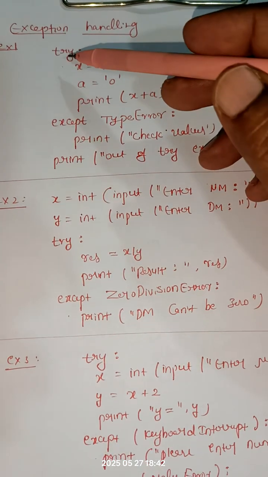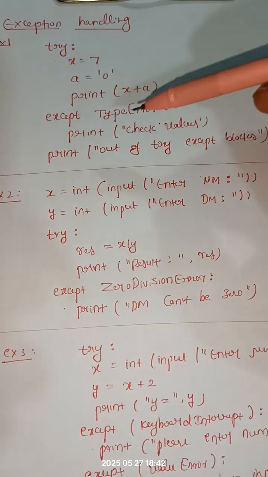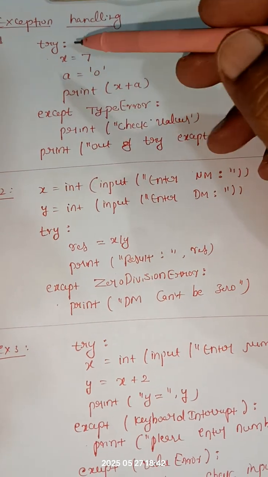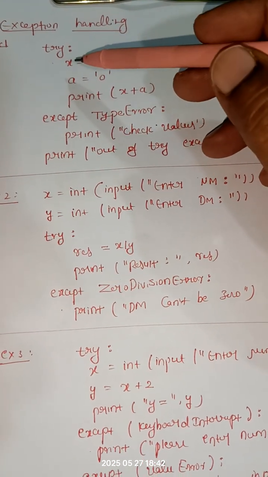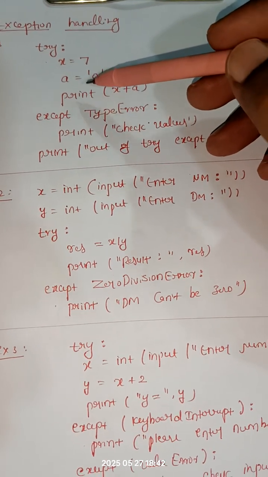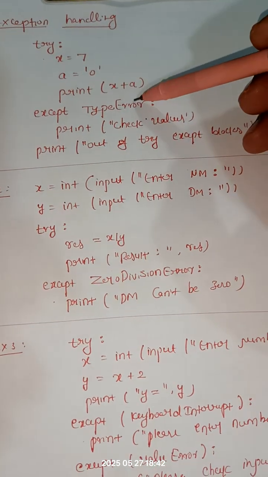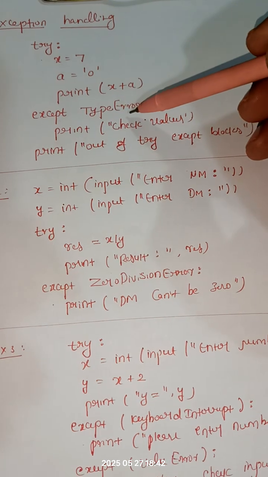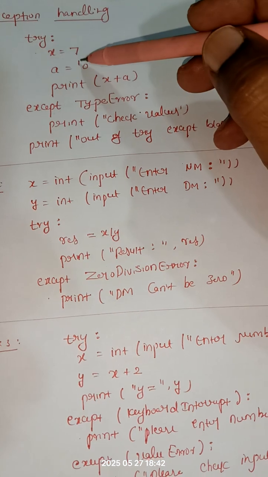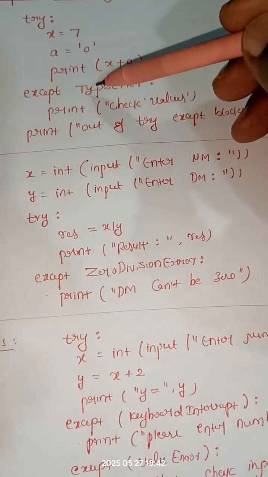So we'll see the syntax of exception handling: we can use a try and except syntax. Try the statements, except the statements. Inside the try we are writing a statement like x = 7, a = 0, and print x plus a. We want to print this x plus a. Then except TypeError: assume that the error is going to come for this a, since quotes have been used here. So that is the error it is going to print.